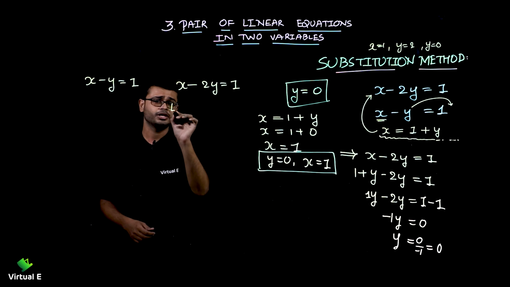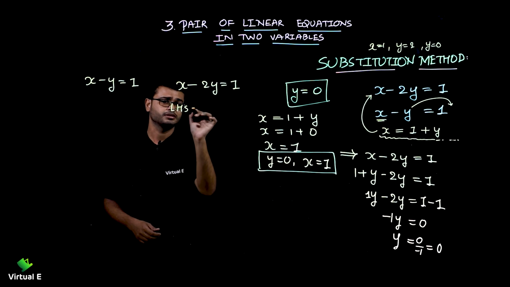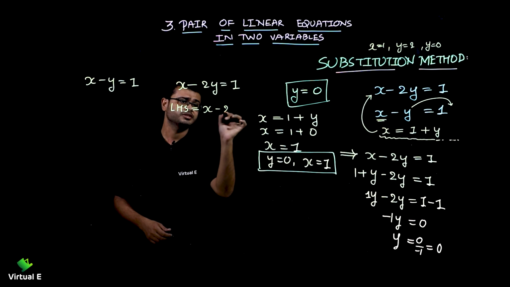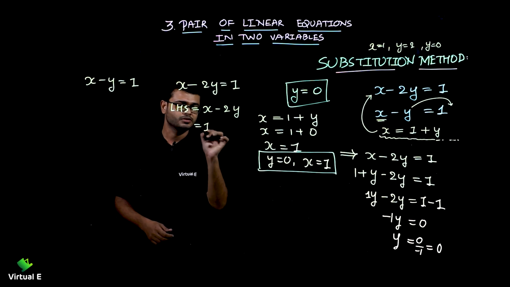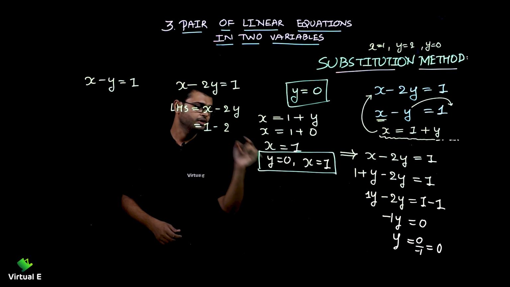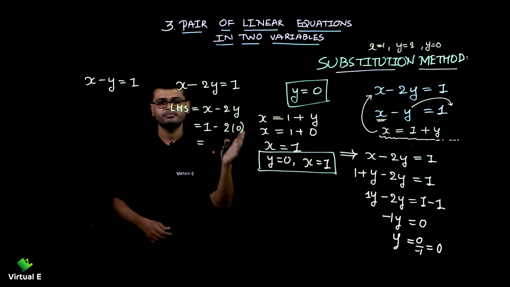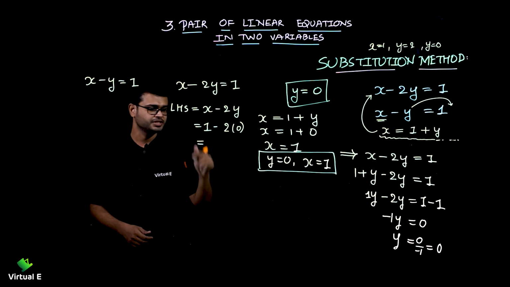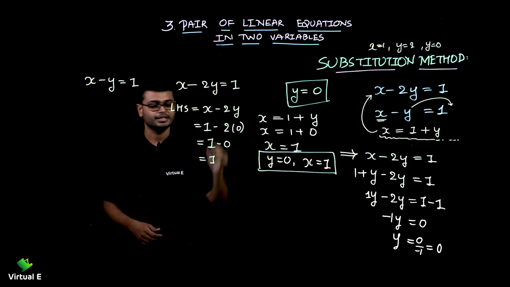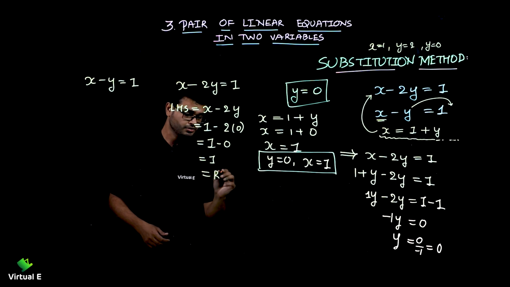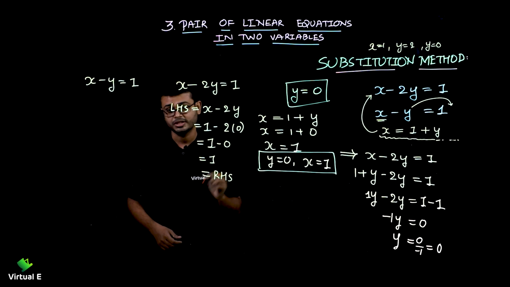So let me talk about the LHS first. x minus 2y. I am going to substitute x is equal to 1. So 1 minus 2, and y is equal to 0. If you multiply any number with 0, we are going to get 0. 1 minus 0 will give you 1, and you can see over the right hand side it is 1. So it is satisfying the first equation.